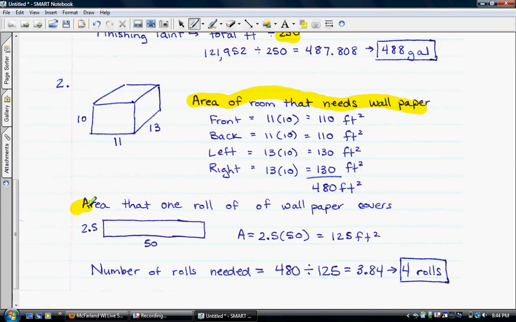Then I figured out the area that one roll covers, and each roll is 2.5 feet by 50 feet. So each roll covers 125 square feet. So to figure out the number of rolls, I'm going to divide the total amount of area that needs wallpaper by the amount that each roll covers, and I get approximately 4 rolls of wallpaper are needed.